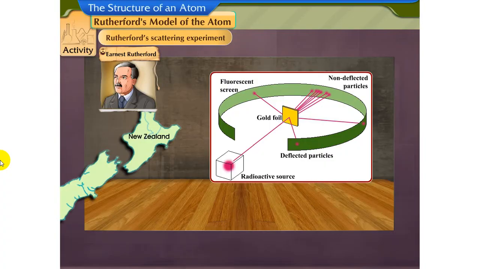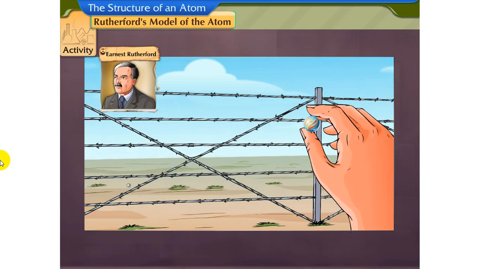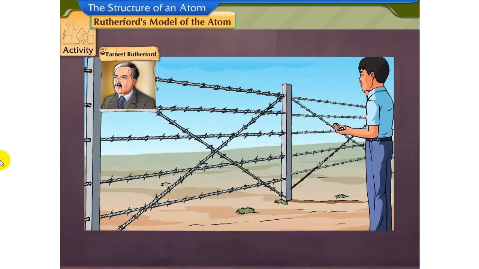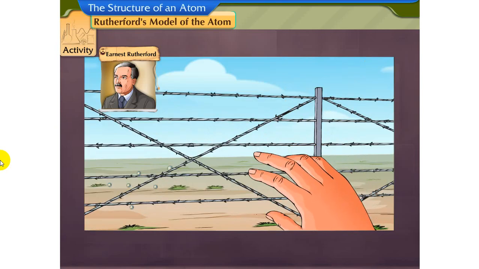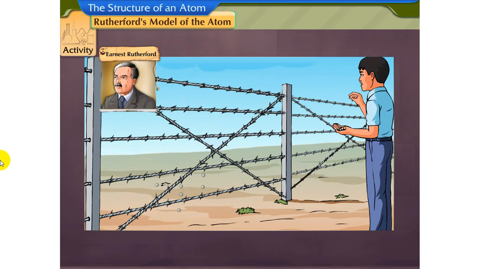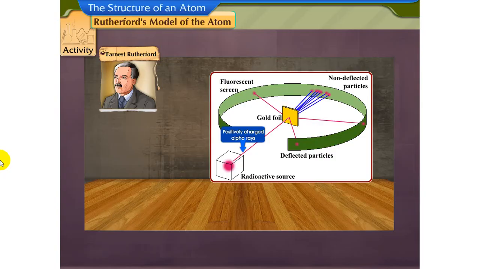Let us perform an activity to understand Rutherford's experiment. Stand near a barbed wire fence and throw marbles towards the fence, one after the other in quick succession. What do you observe? Most of the marbles pass through the gaps in the wires of the fence to the other side, while a few of them hit the wire and get deflected by large angles or bounce back. This activity provides an explanation to understand Rutherford's experiment.